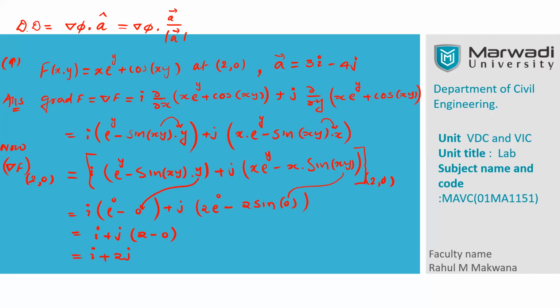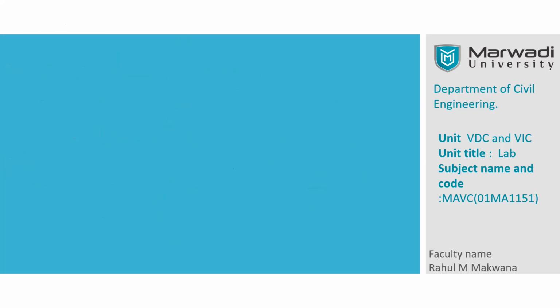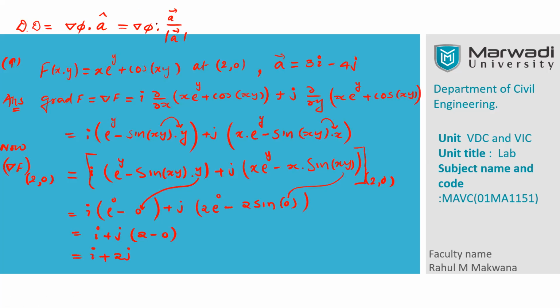We derived this nabla phi. We are done with nabla phi. And now we will find a cap. We will find vector upon magnitude. So please note down, students.